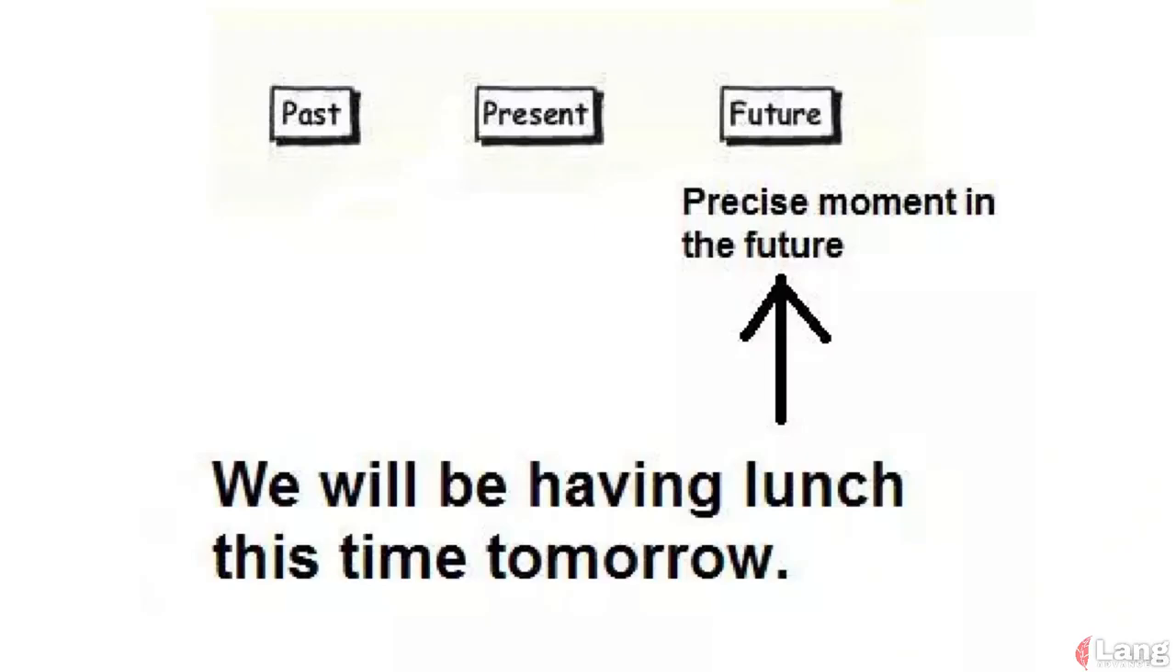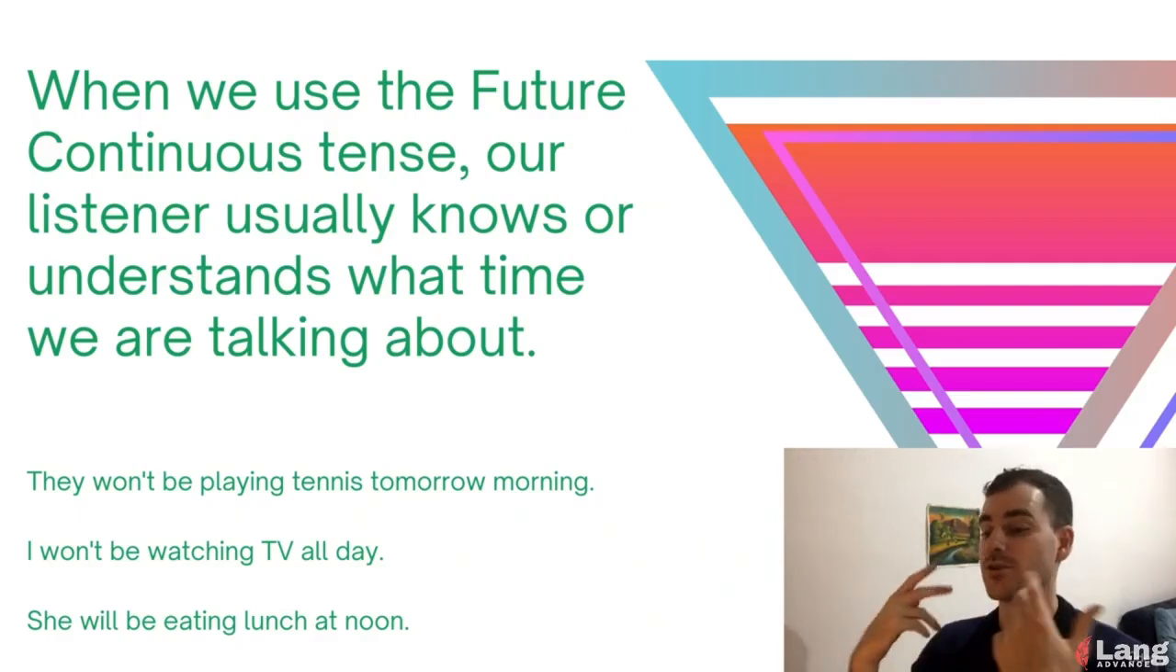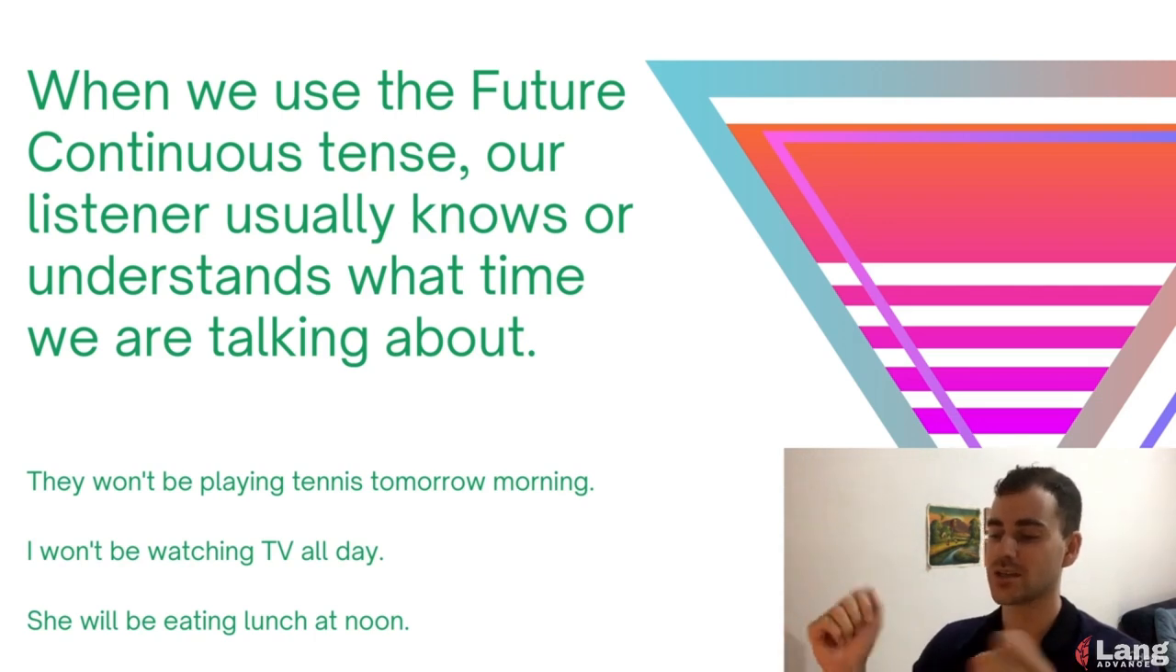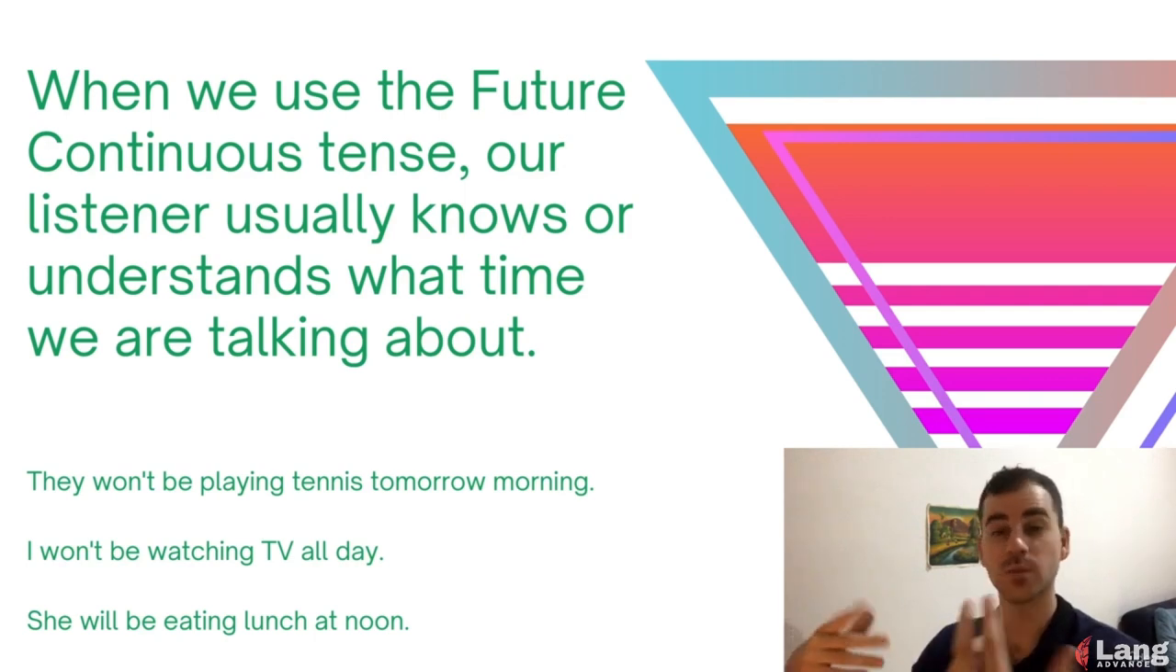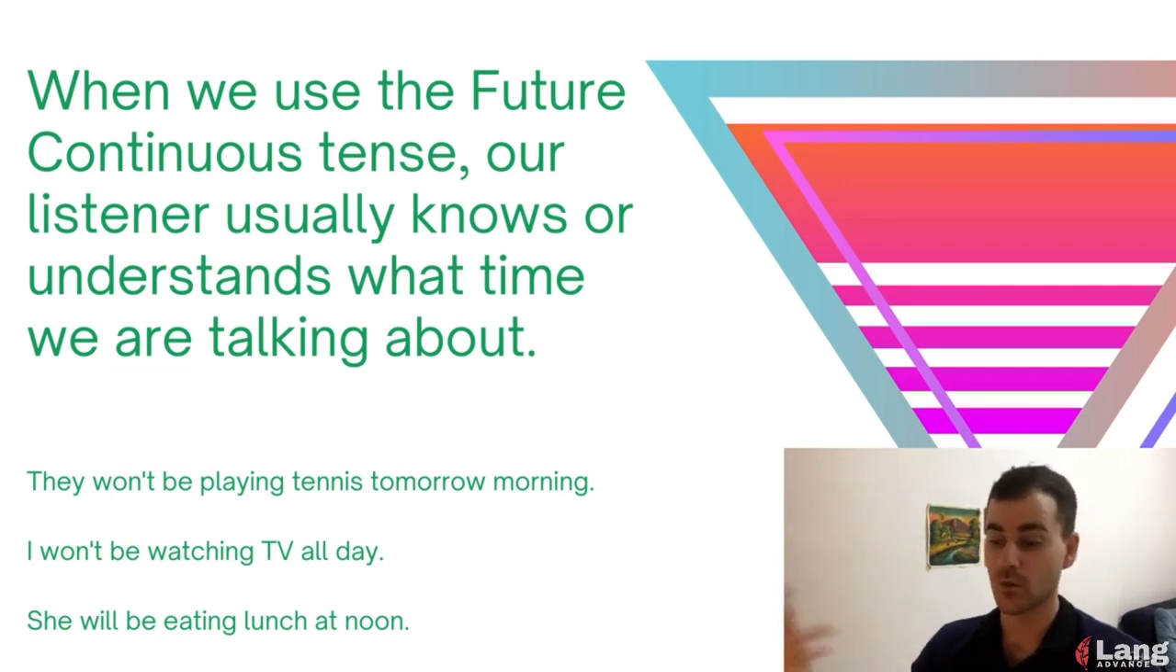Here's another image that helps us to understand how to use the future continuous tense. We will be having lunch this time tomorrow. When we use the future continuous tense, our listener usually knows or understands what time we are talking about. They won't be playing tennis tomorrow morning. I won't be watching TV all day. She will be eating lunch at noon. In all 3 sentences, it's clear what time we are talking about. Whether it be tomorrow morning, all day, or at noon, when we use the future continuous tense, we want to stress what time we are talking about.